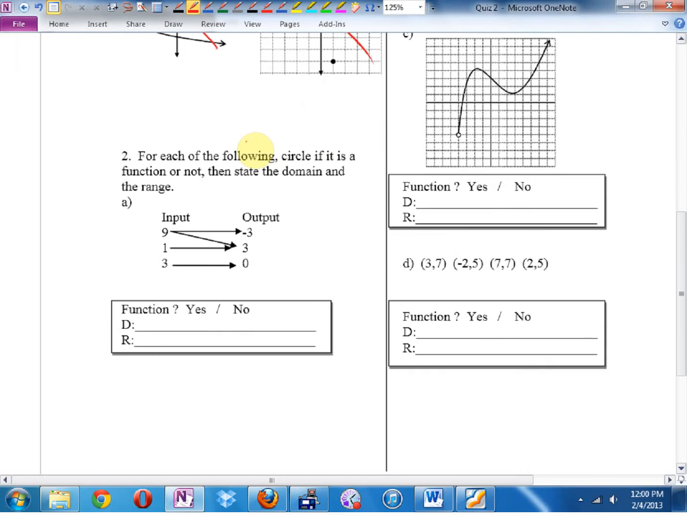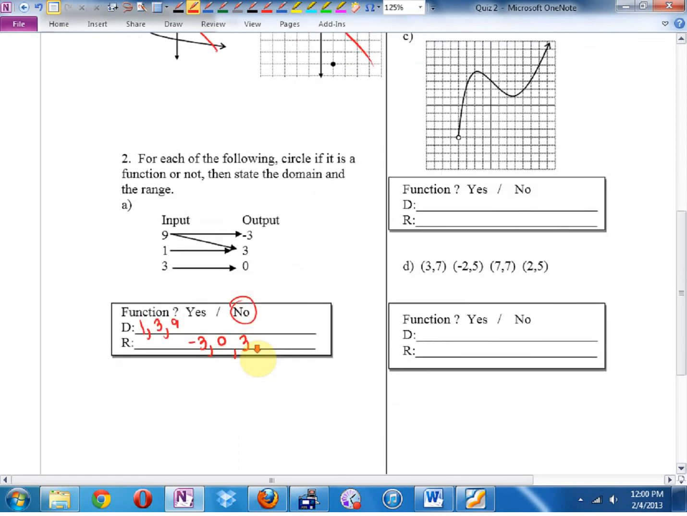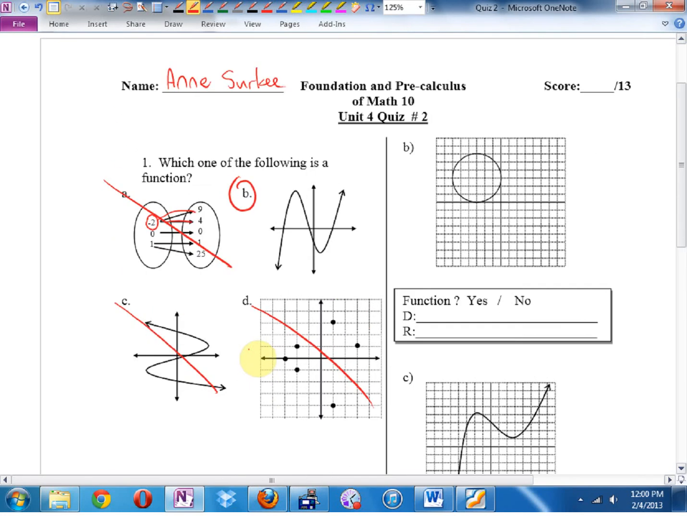For each of the following, circle if it's a function or not, and then state the domain and the range. Not a function. Domain 1, 3, 9. Range -3, 0, 3. If you didn't put it in numerical order, I won't freak out, but get in the habit of going from smallest to biggest, because that way all of our answers look the same. I guess 1 mark for each of those. Half mark off for each mistake.